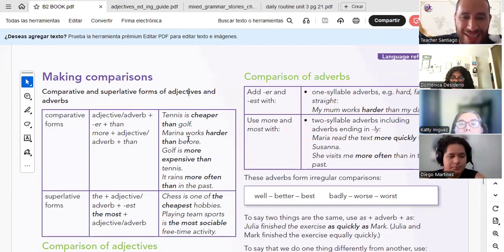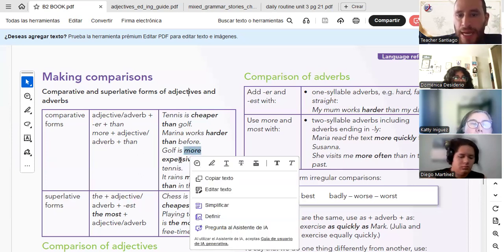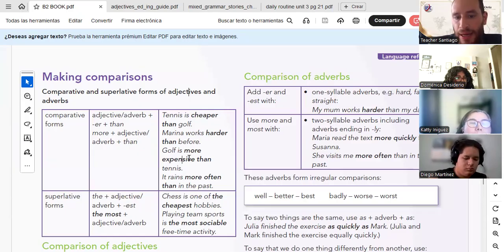That's great. So, golf is more expensive than tennis. Notice this is an adjective, but it's a long one. Two syllables or more. We don't add -er, we add more before. Instead of adding at the end, we add more. So, golf is more expensive than tennis.